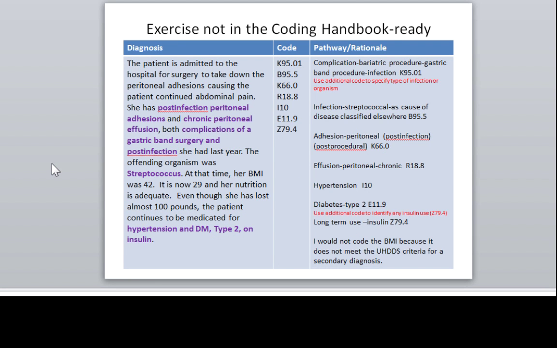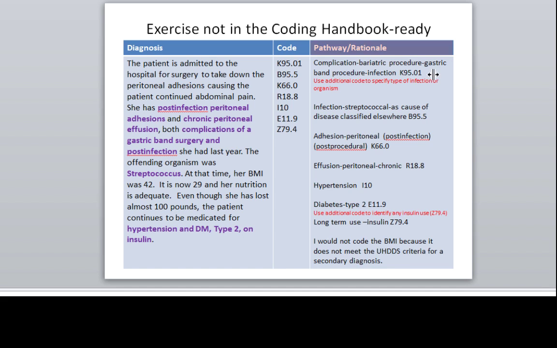Here's another long one. Patient admitted to the hospital for surgery to take down the peritoneal adhesions, causing the patient continued abdominal pain. She has post-infection peritoneal adhesions and chronic peritoneal effusion, both complications of a gastric band surgery and post-infection she had last year. The offending organism was Streptococcus. At that time, her BMI was 42. It is now 29. And even though she's lost almost 100 pounds, she continues to be medicated for hypertension and diabetes type 2 on insulin.